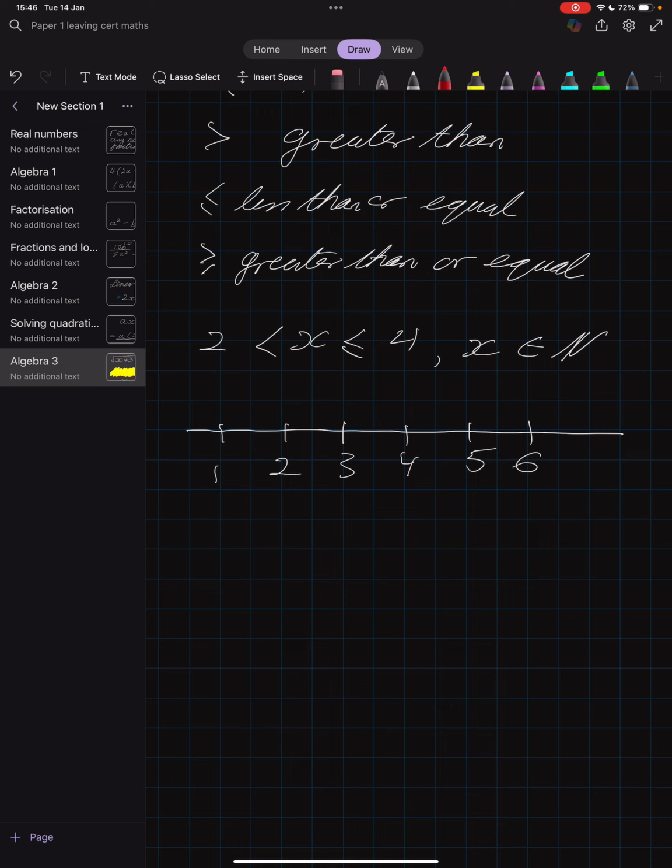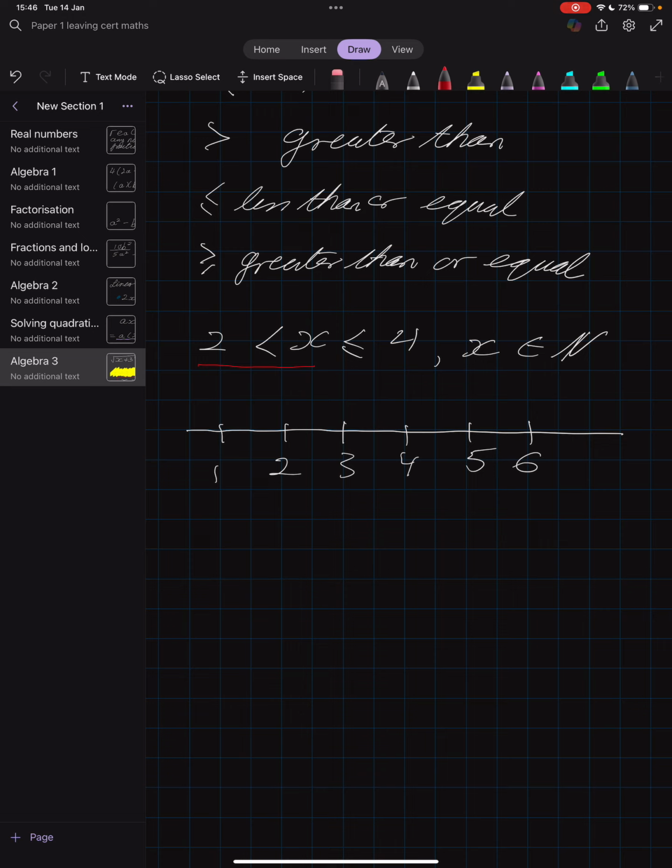So x has to be bigger than 2. So this statement here says that x has to be bigger than 2. And what does that mean? That means that x cannot be 2. Why? It can't be 1 and it can't be 2 because you need to be bigger than 2. Now, 3 is bigger than 2, 4 is bigger than 2, 5 is bigger than 2, and 6 is bigger than 2, so that's fine.